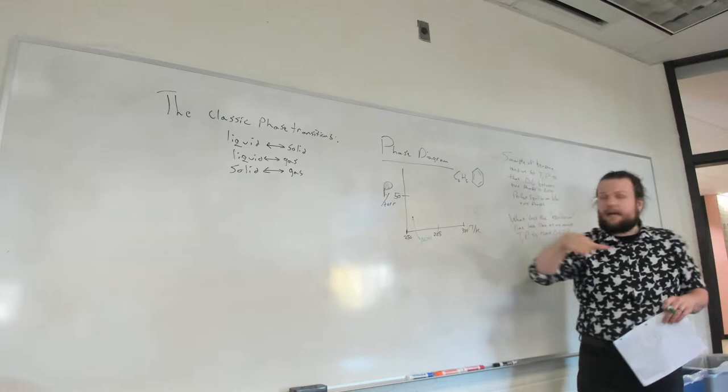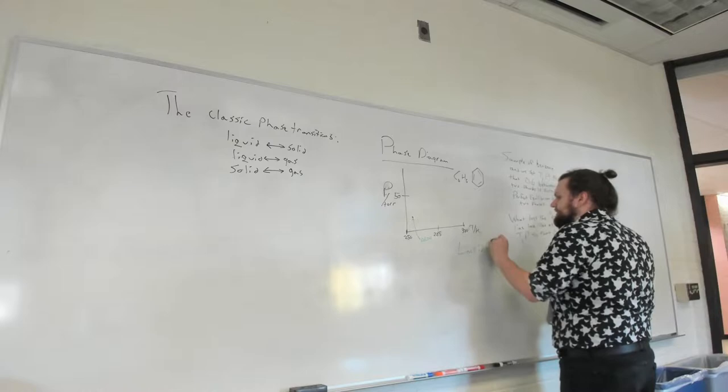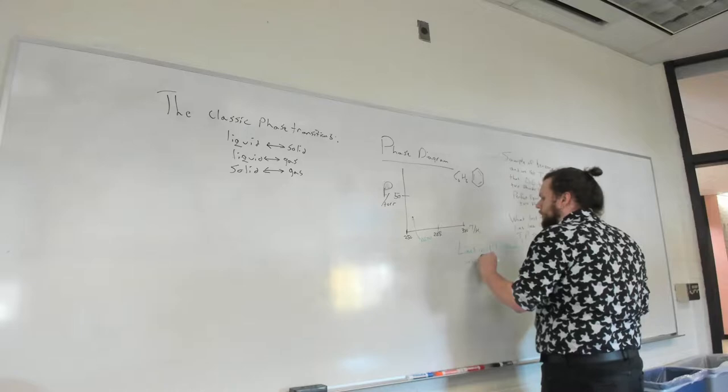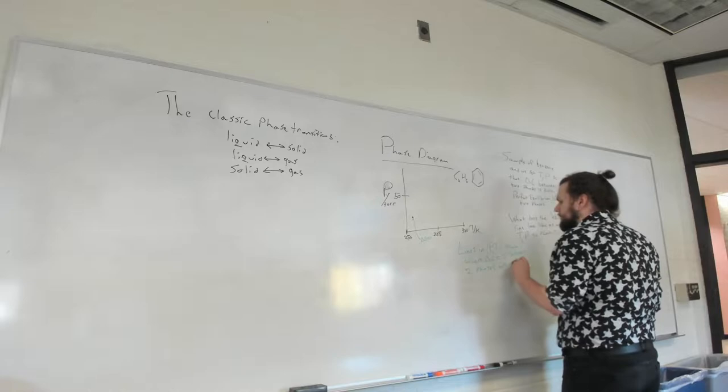We call these phase coexistence lines. So lines in PT space where delta G is equal to zero between two phases are called phase coexistence lines.